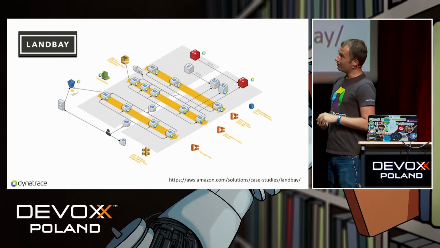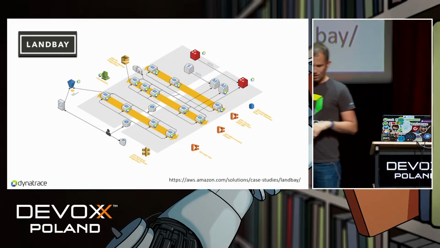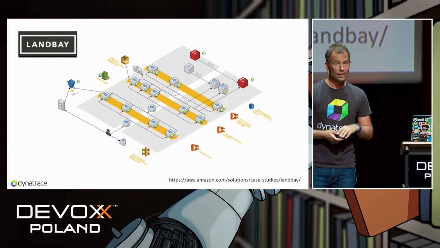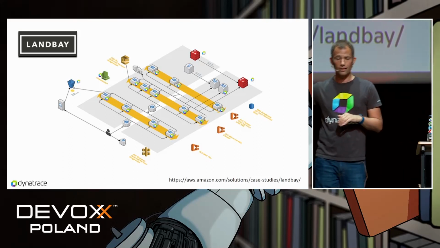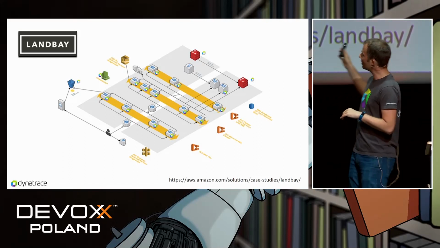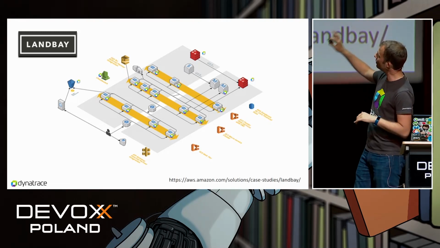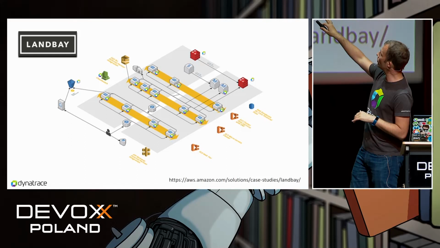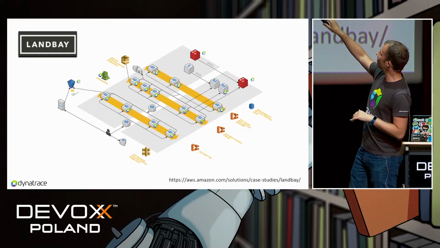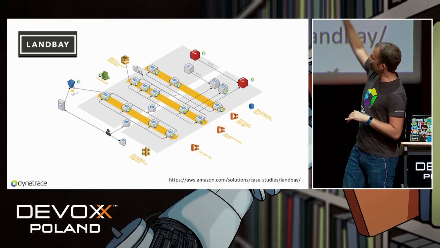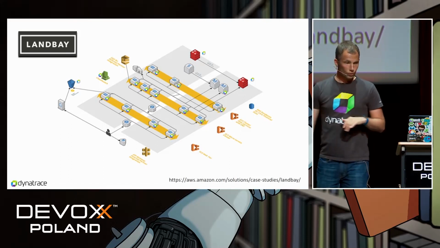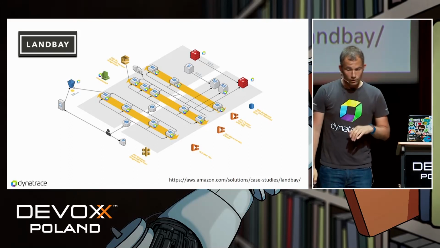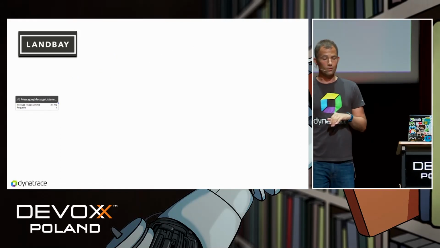Another example, Landbay. Landbay is a financial institution in the UK. This is their architecture on AWS. You can see all the different services that they use: ECS for the web tier, microservices also on ECS in the back end, and so on, RDS as a data store. Beautiful diagram.